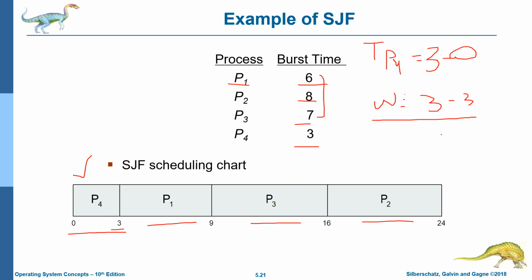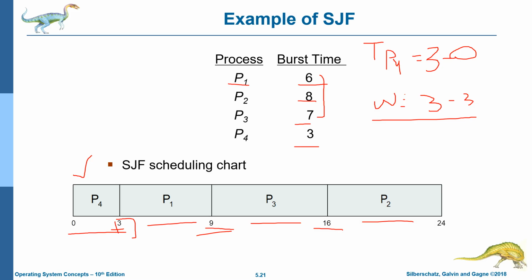Next is P1. P1's turnaround time is 9 and its burst time is 6. So 9 minus 6 is 3. That means P1 waits for 3 milliseconds. We have calculated the turnaround time considering the completion time. The turnaround time of P3 is 16, so 16 minus 7 is 9. That means P3 waits for 9. And P2's turnaround time is 24, so 24 minus 8 is 16. That means P2 waits for 16 milliseconds.